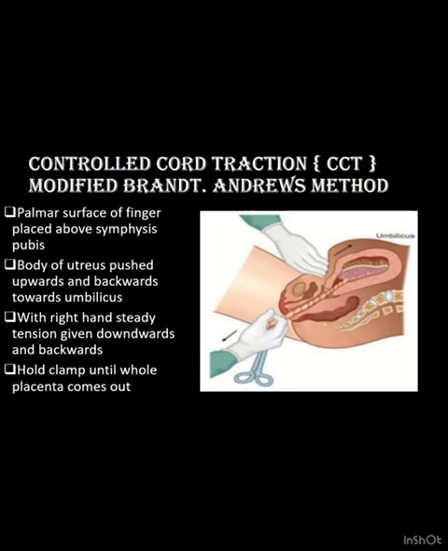Controlled cord traction, modified Brandt-Andrews method. Palmar surface of fingers placed above the symphysis pubis. Body of the uterus pushed upward and backward towards the umbilicus. With the right hand, steady tension is given downward and backward. Hold the clamp until the whole placenta comes out.